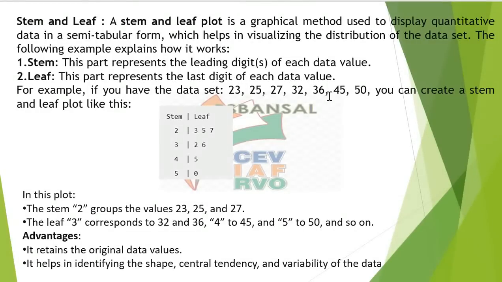Similarly, then from 40 to 49, you have only one value 45. Then here 4 will be your stem and 5 will be your leaf. And similarly from 50 onward you have only one value 50, so you can write 5 as stem and 0 as leaf. So in this way you can represent this data in a semi-tabular form. This type of graphical representation is called stem and leaf.